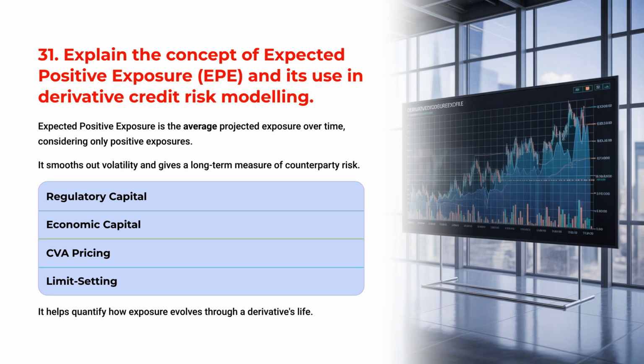Explain the concept of expected positive exposure, EPE, and its use in derivative credit risk modeling. Expected positive exposure is the average projected exposure over time, considering only positive exposures. It smooths out volatility and gives a long-term measure of counterparty risk. EPE is used for regulatory capital, economic capital, pricing of credit valuation adjustments, CVA, limit setting. It helps quantify how exposure evolves through a derivative's life.